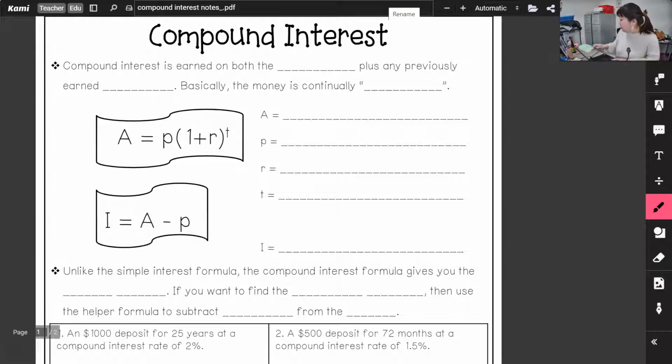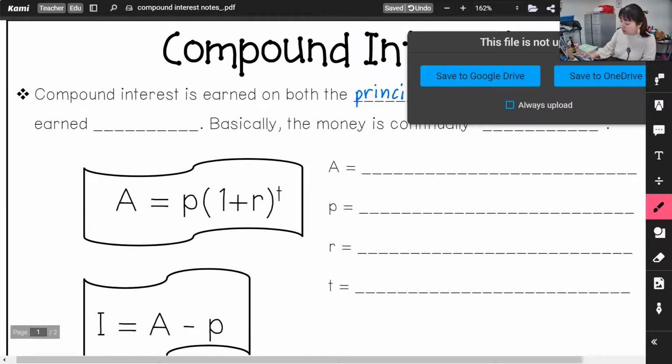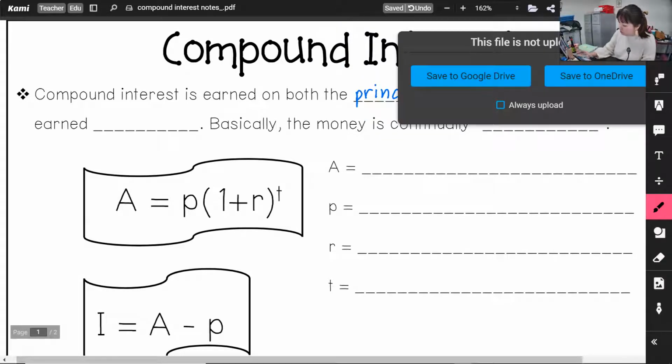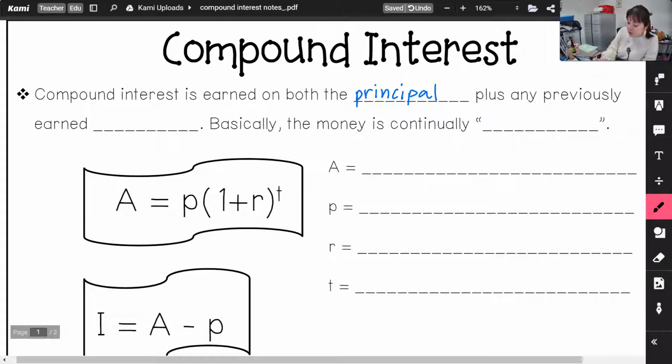Okay, so compound interest is interest that is earned on both the principal, and so remember, principal is the money that you start the account out with, right? Plus any previously earned interest. So basically the money is continually compounded, hence the name.